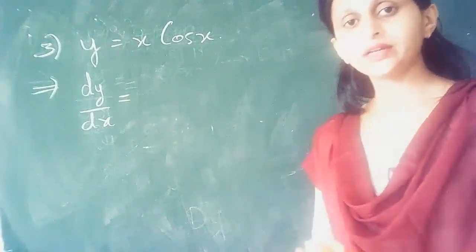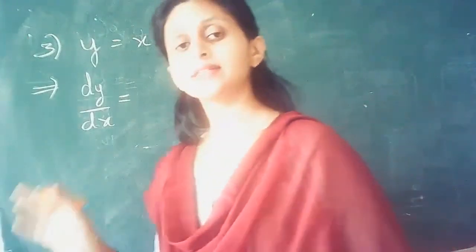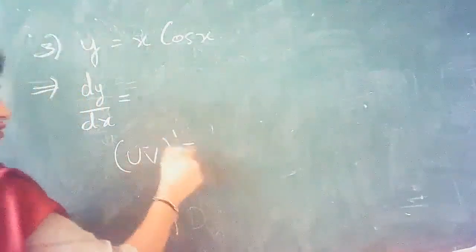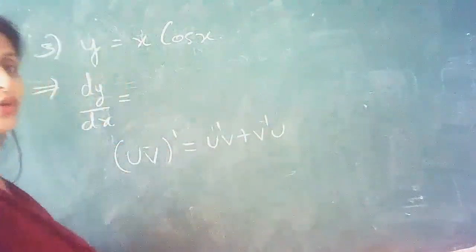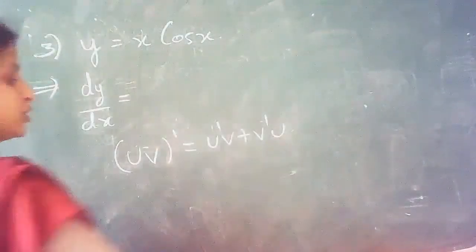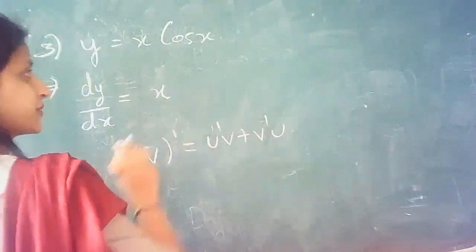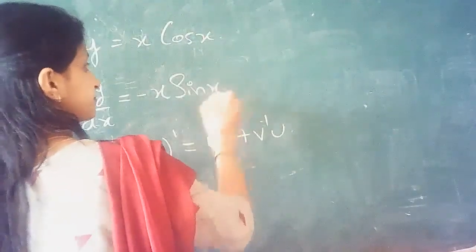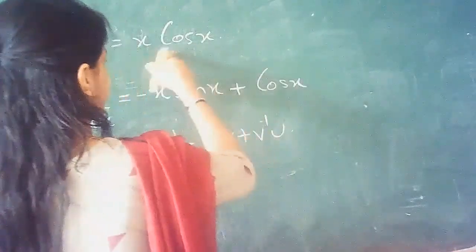Means what? Keeping the first function as it is, differentiating the second function, plus keeping the second function as it is and differentiating the first function. Please remember this rule: (uv)' is equal to u'v plus v'u. So now let us use this concept here. Let us keep the first function as it is. Second function cos x, differentiation is what? It is minus sin x, plus keep the second function as it is and differentiate the first function.